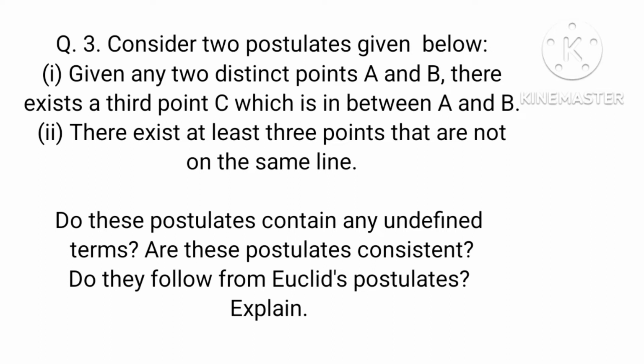Explain. Here, postulate 1 says that given two points A and B, there is a point C lying on the line in between them. And postulate 2 says that given A and B, there is a point C not lying on the line through A and B. These postulates do not follow from Euclid's postulates. However, they follow from axioms.